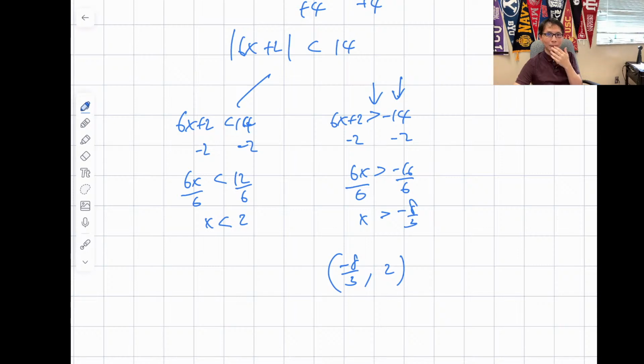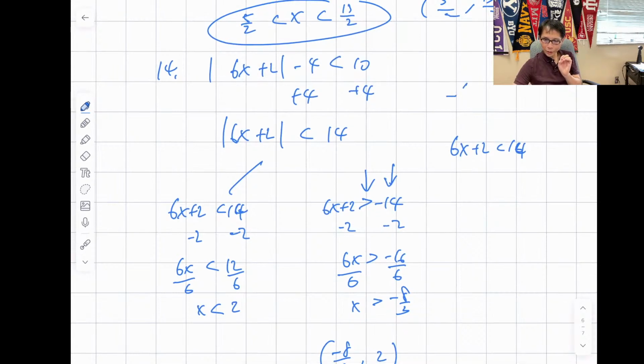Technically, what happened is there's a few ways to explain this. One is 6x plus 2 less than 14. This is reasonable, right? But there is another one. It could be the negative version of this. And if you divide it by -1, the sign will change. So you will actually make sure like this. So that's why it's this.